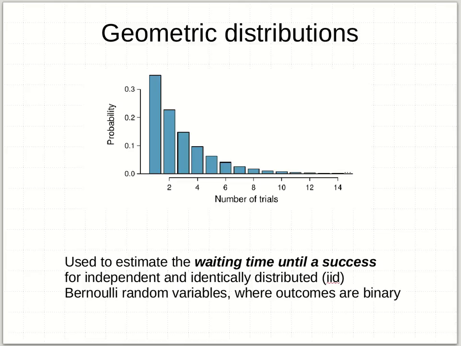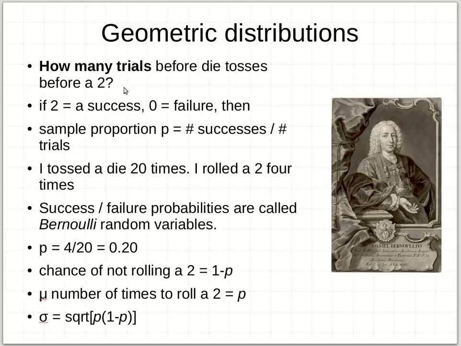Okay, a geometric distribution is easy to talk about if you're tossing a dice, for example, before you get a 2. So if 2 counts as success and anything else is a failure, then the sample proportion p is simply the number of successes out of the total number of trials, right? And this is all thanks to Bernoulli, who figured these things out. And that's quite the wig, eh? So anyway, we tossed a dice 20 times, and I rolled a 2 4 of those 20 times. The success to failure rate is simply a Bernoulli variable, 4 out of 20. Okay, so something that simple could get you a portrait painted those days.